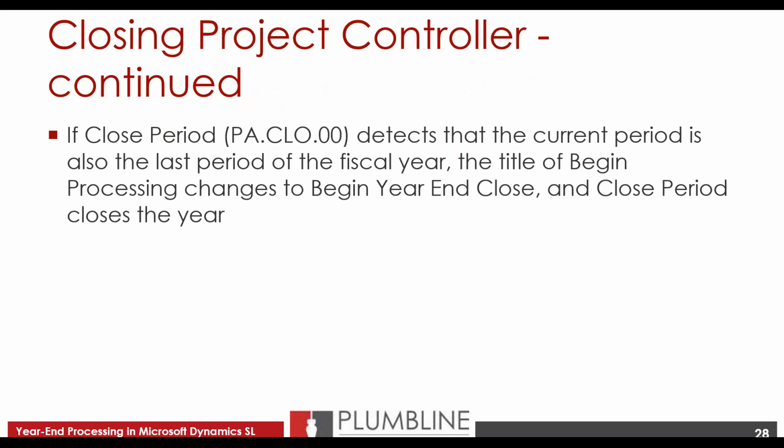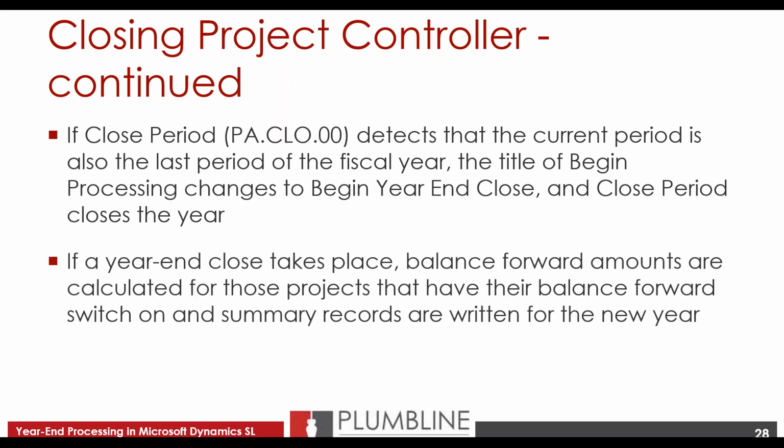If the close period screen in Project Controller detects that your current period is also the last period of your fiscal year, then the title Begin Processing on that window will change over to Begin Year-End Close, and it's going to close the year. Now, if a year-end close takes place, the balance forward amounts are calculated for those projects that have their balance forward switch on. Summary records are written for the new year.